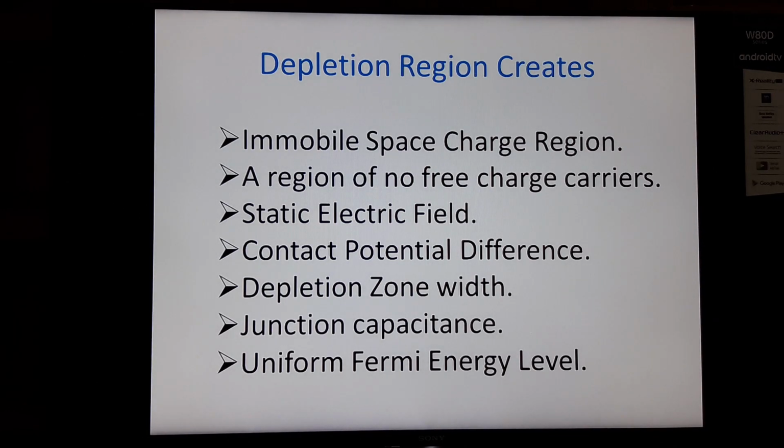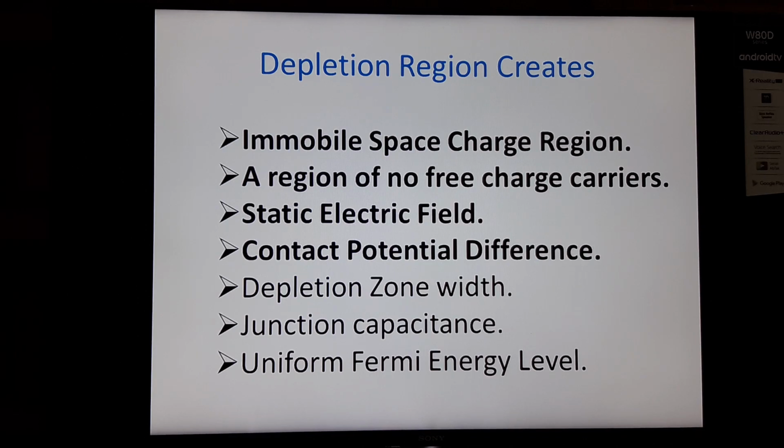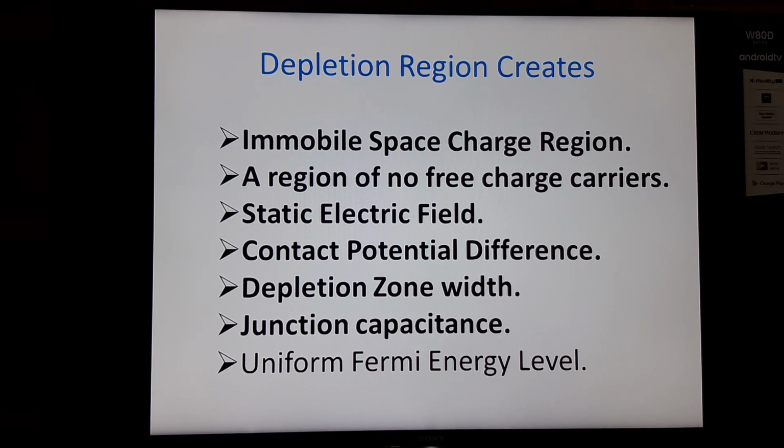Therefore, the depletion region creates the following important parameters: an immobile space charge region, a region of no free charge carriers, a static electric field, a contact potential difference, a depletion zone with a junction capacitance, and a uniform Fermi energy level throughout the semiconducting material of the PN junction under unbiased condition.